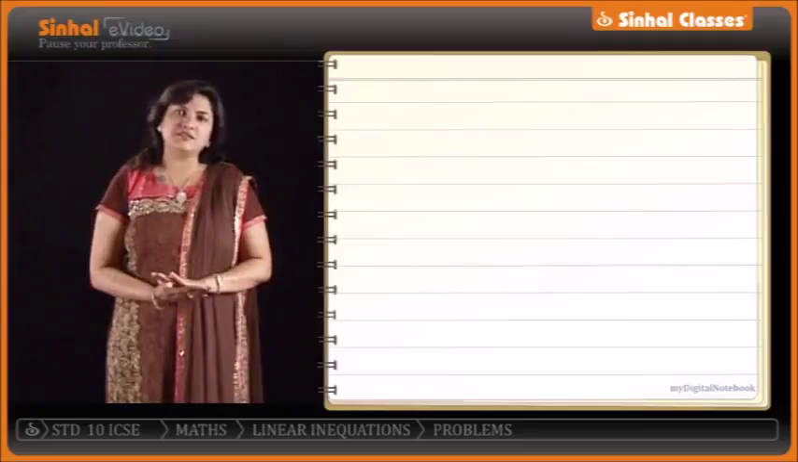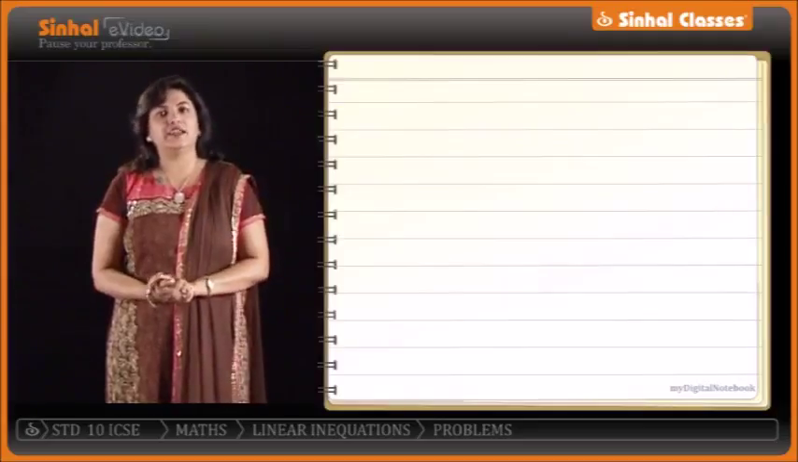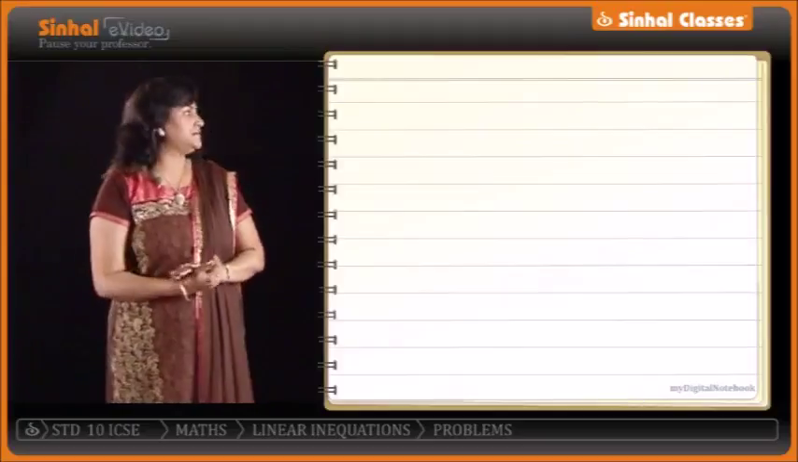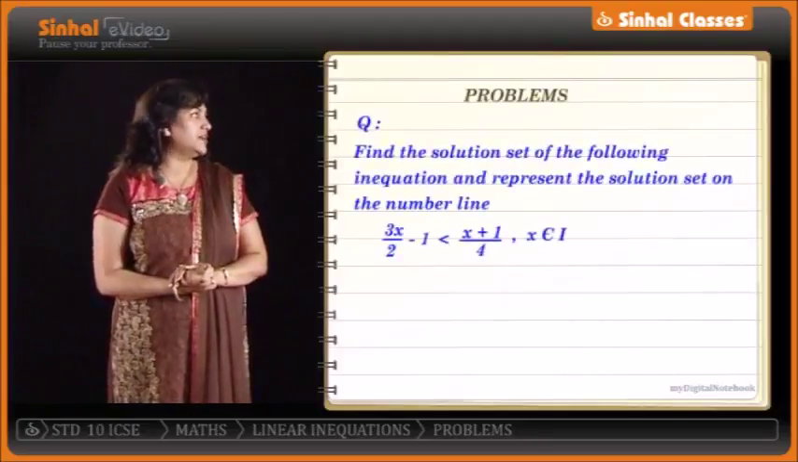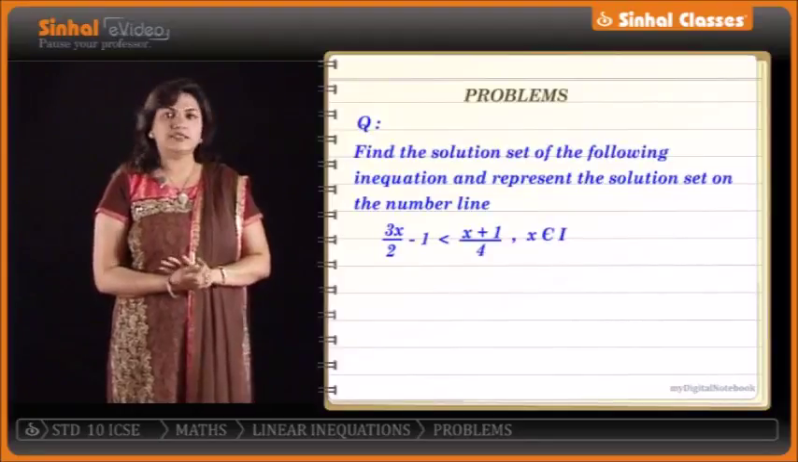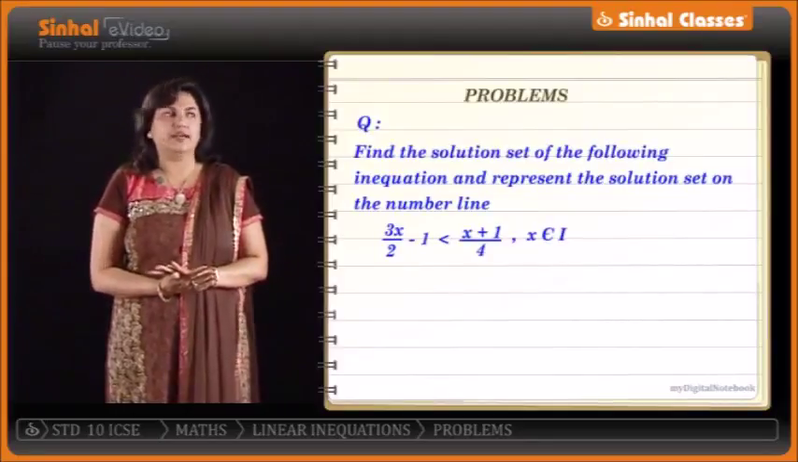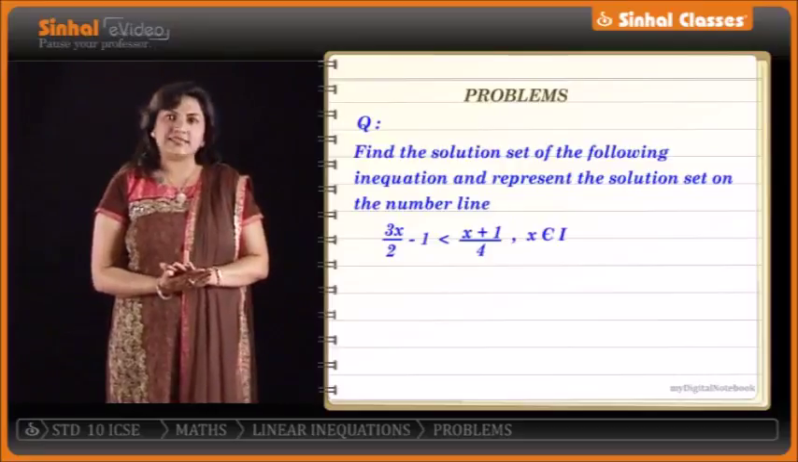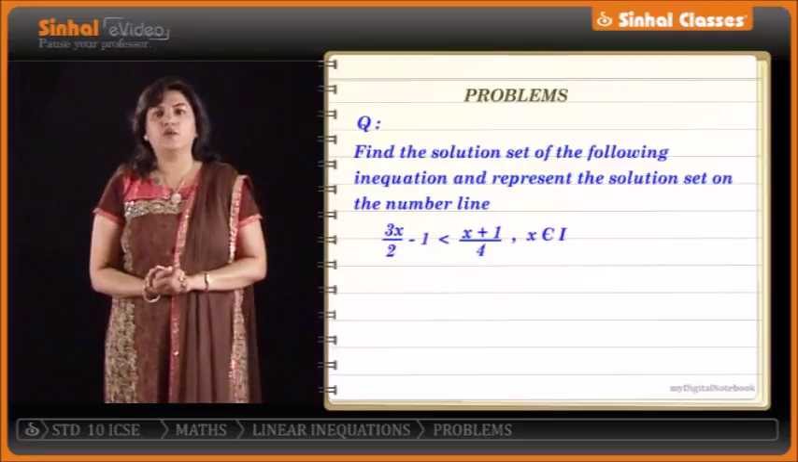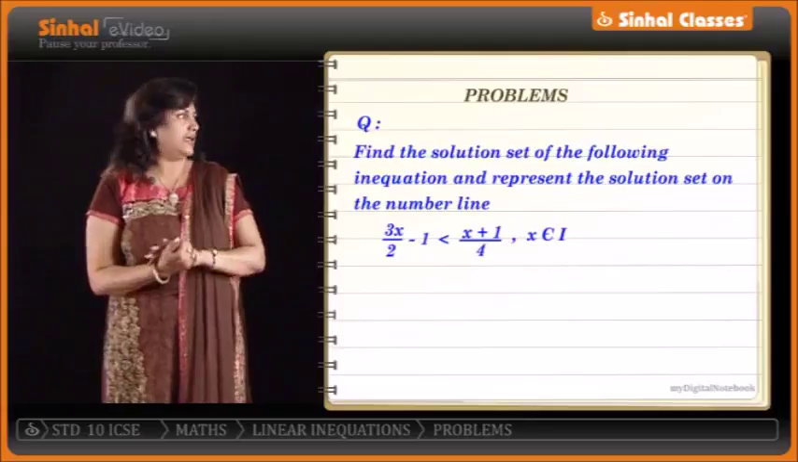Now we'll be solving some problems on linear inequations. First one, find the solution set of the following inequation and represent the solution set on the number line. (3x/2) minus 1 less than (x+1)/4, x belongs to I.